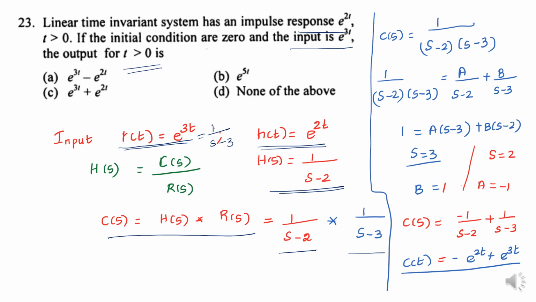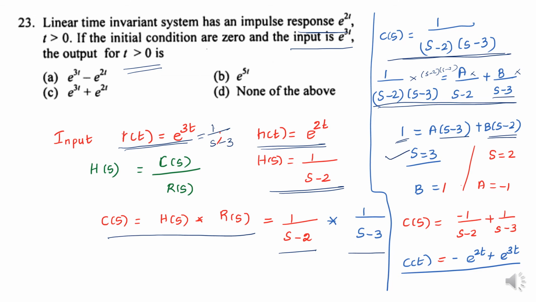Have to put this value. After that, what I have to do? I am going to apply the partial fraction. 1 by s minus 2 into s minus 3 is equivalent to a by s minus 2 plus b by s minus 3. Now multiply both sides by s minus 2 into s minus 3. Here both are cancelled, and in this left hand side I will get 1. Right hand side s minus 2 and s minus 2 get cancelled. I will get a into s minus 3, and b into s minus 3 and this s minus 3 get cancelled. I will get b into s minus 2.